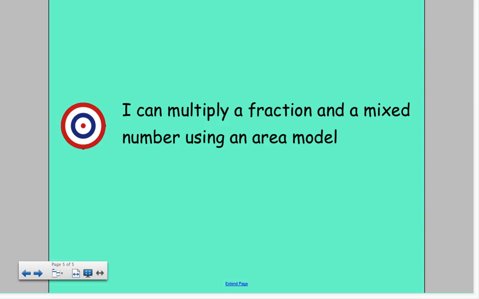All right, in this lesson, mathematicians, we multiplied a fraction and a mixed number using an area model.